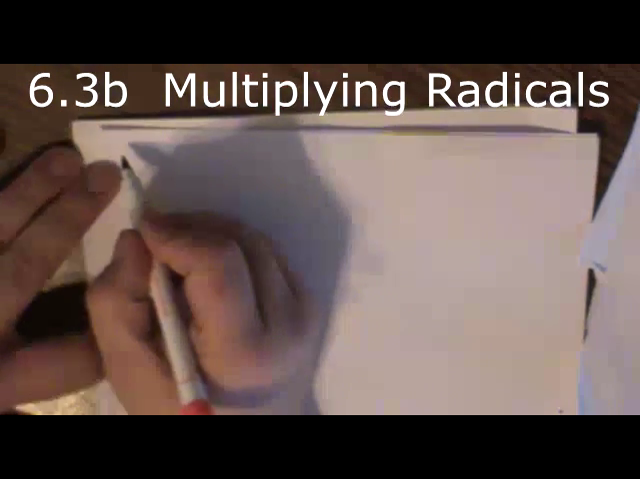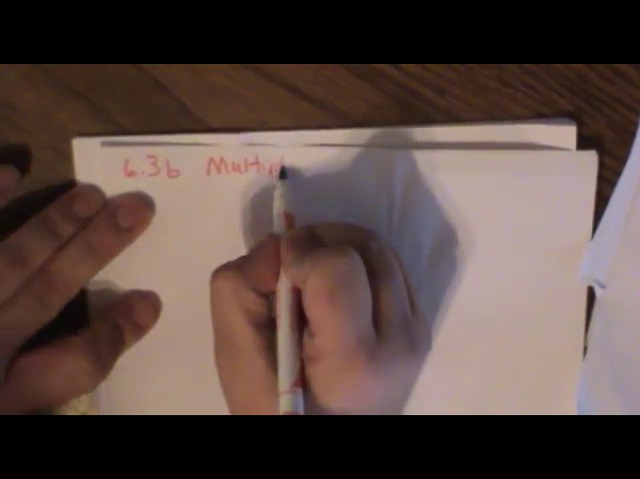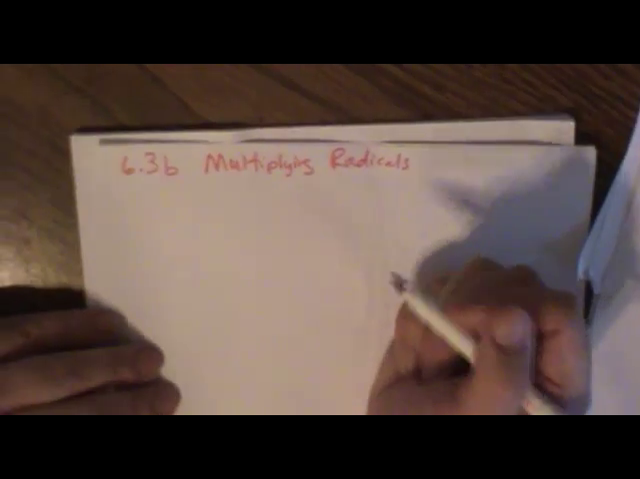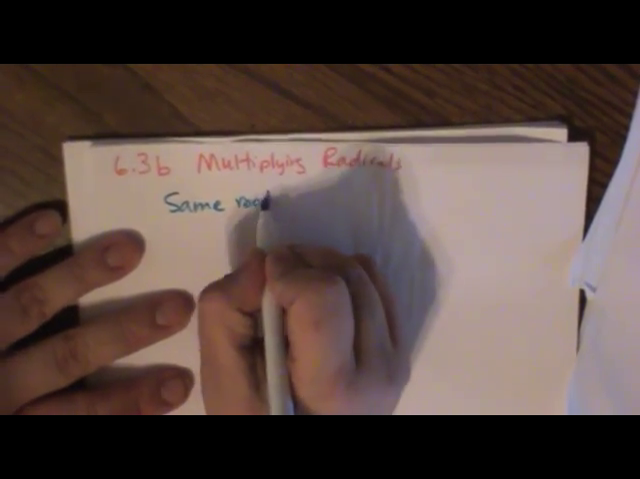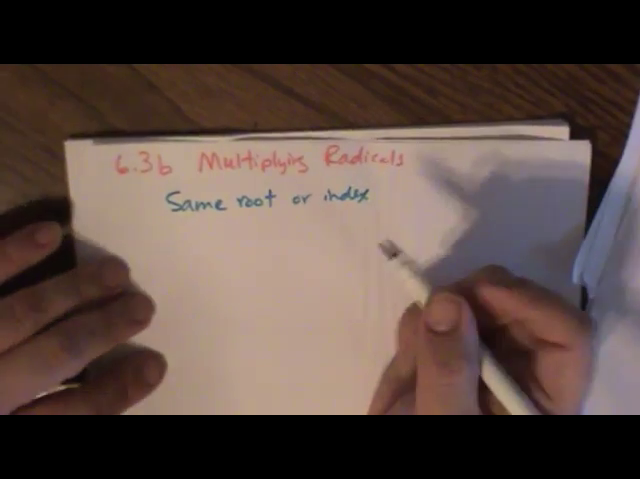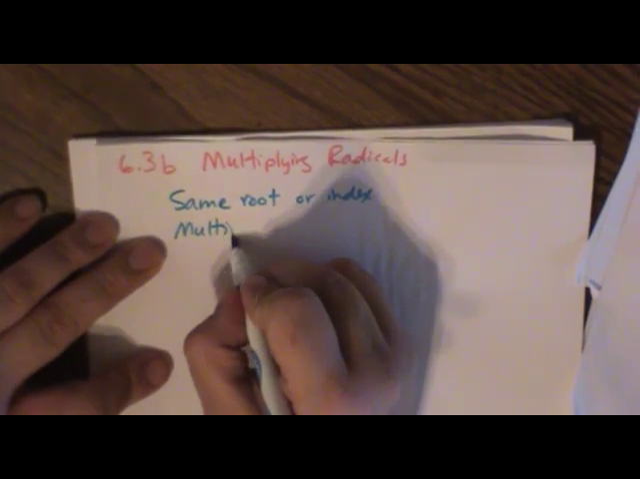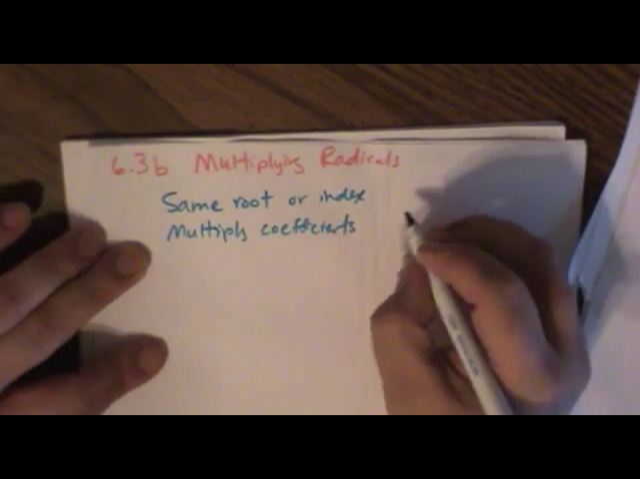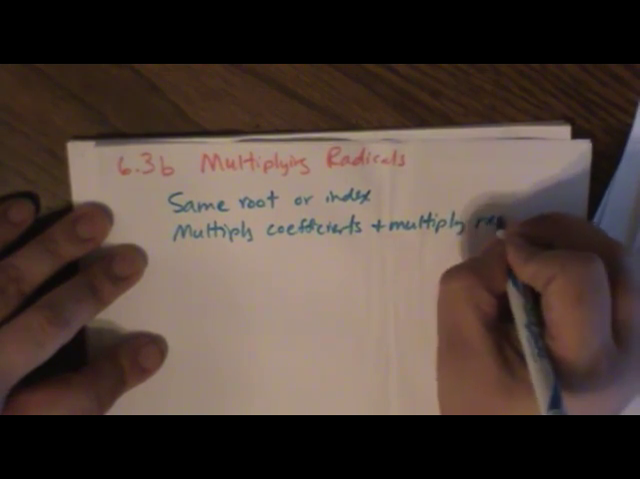This section is section 6.3b, and we're going to be multiplying radicals in this section. The biggest thing to remember with this is that we're going to have the same root or index, and when you do that, you're going to multiply the coefficients and then multiply the radicands.